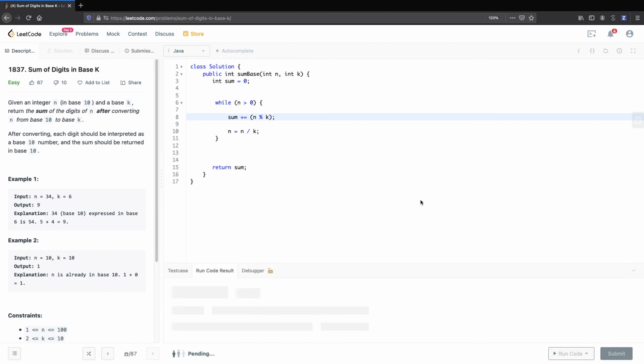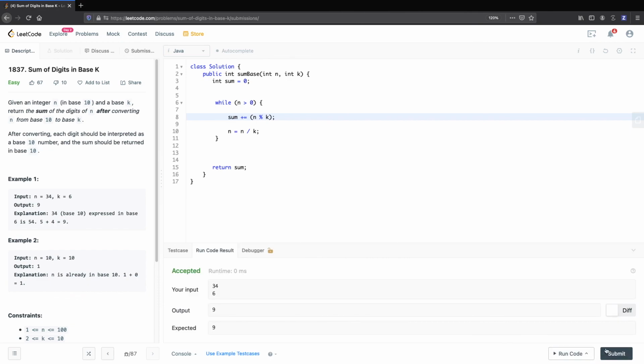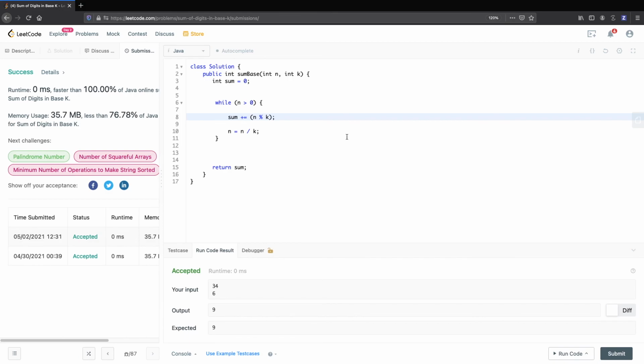So once I run it, let's see if I didn't make any mistakes here. Okay, great. And I'm going to submit this. Boom! All right, runtime 0 milliseconds, faster than 100% of those online submissions. All right, so that is how you do this problem, guys.